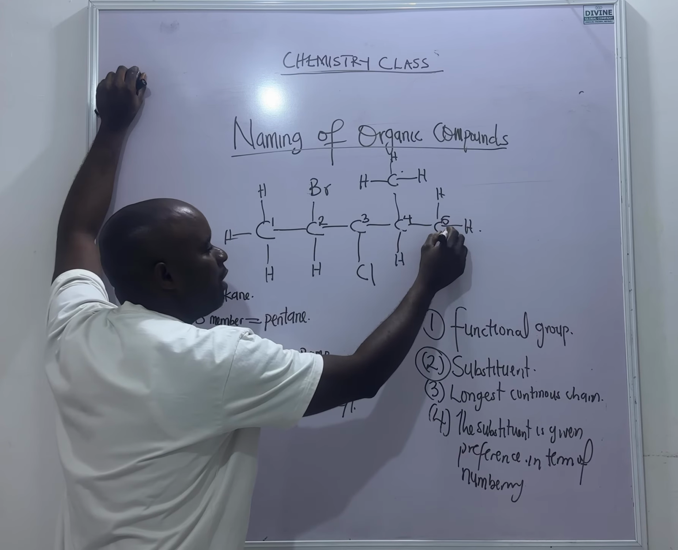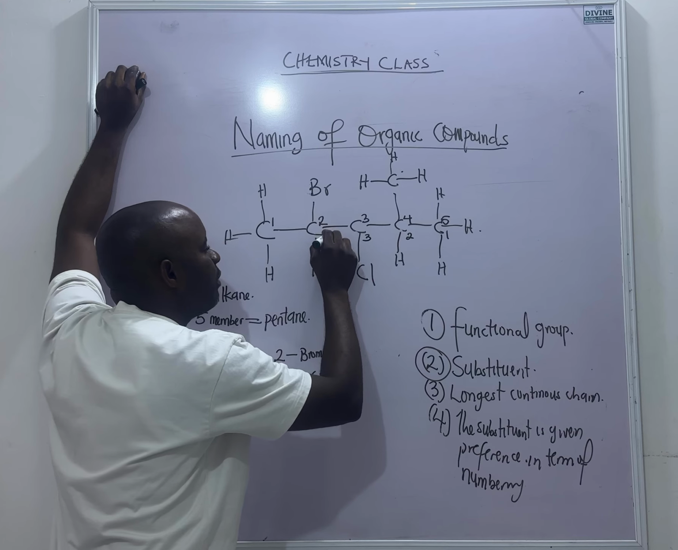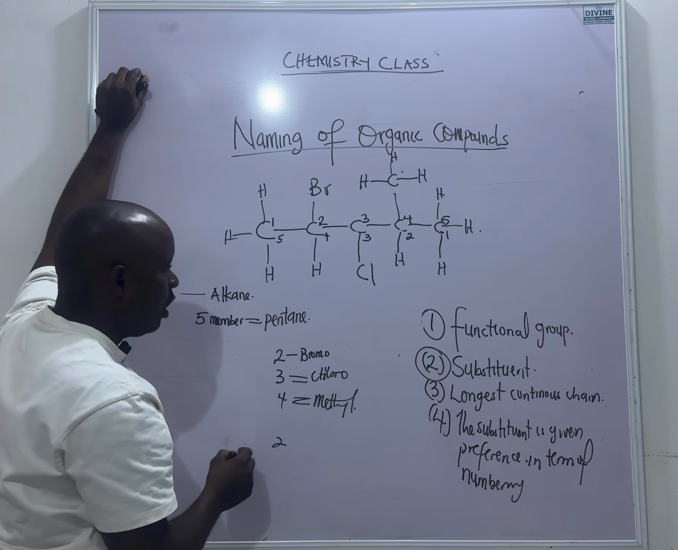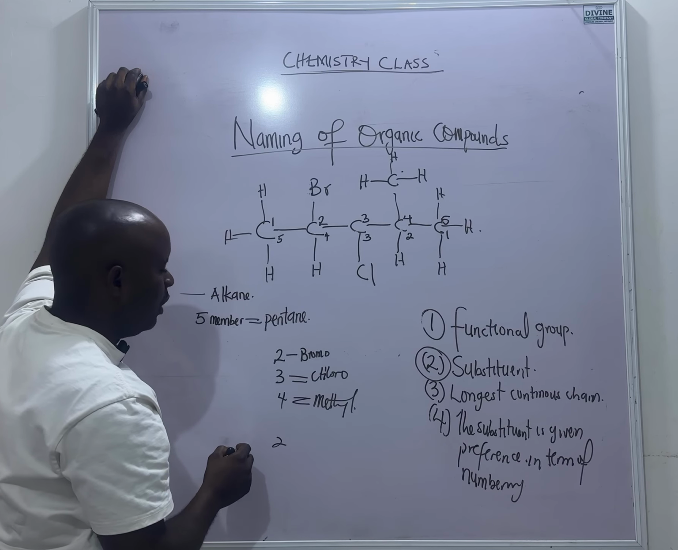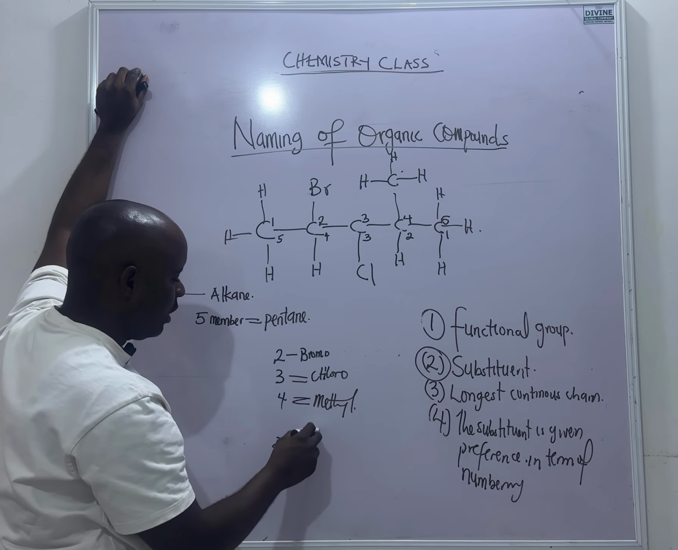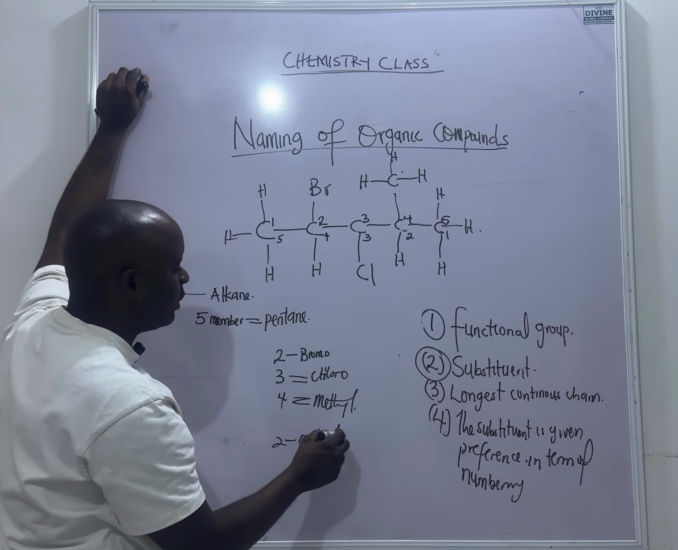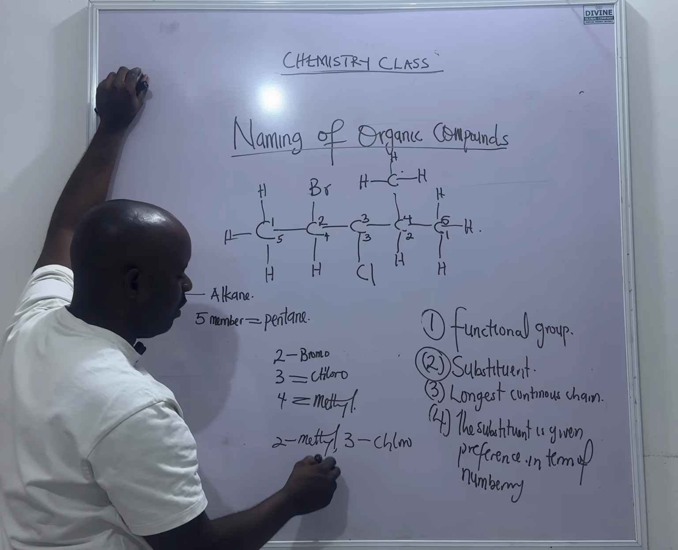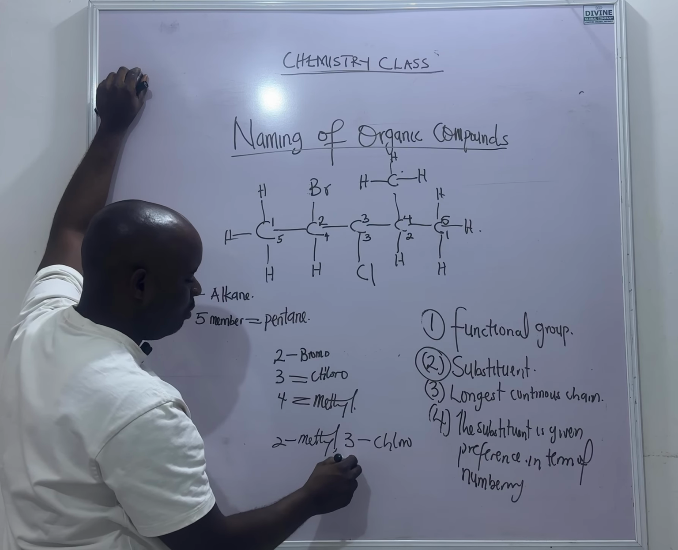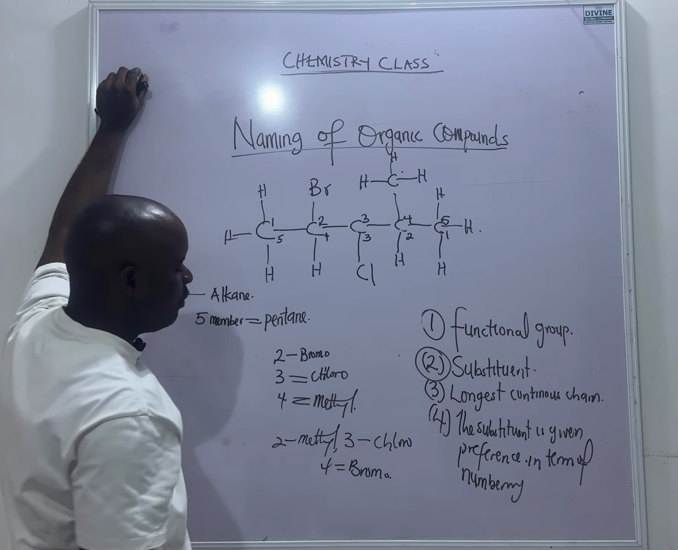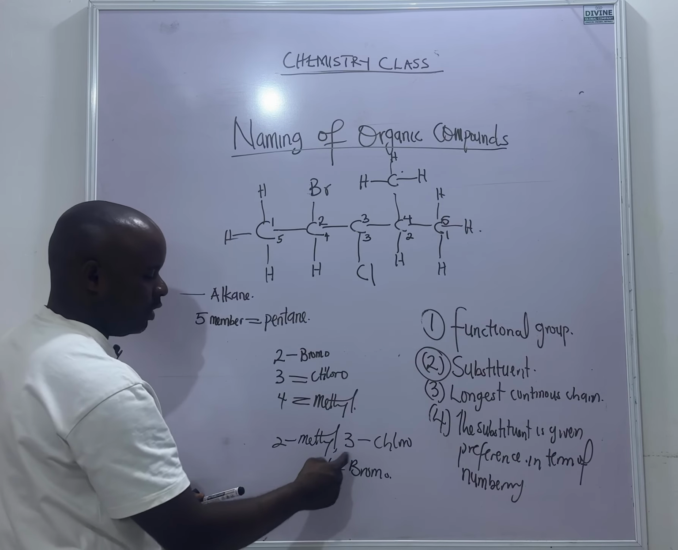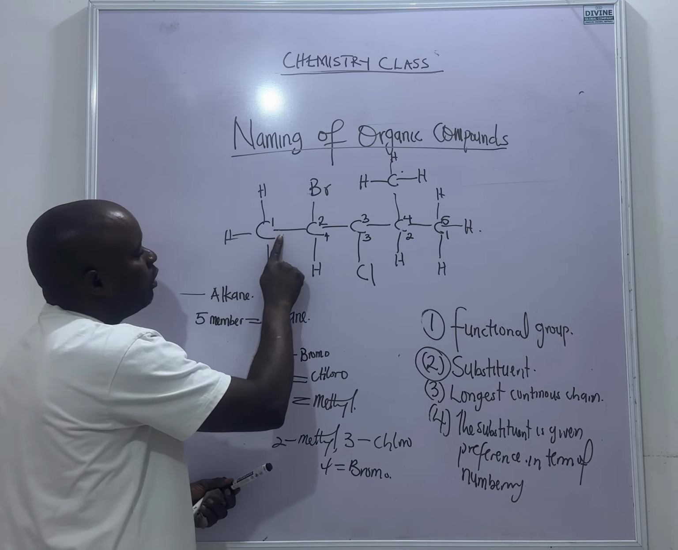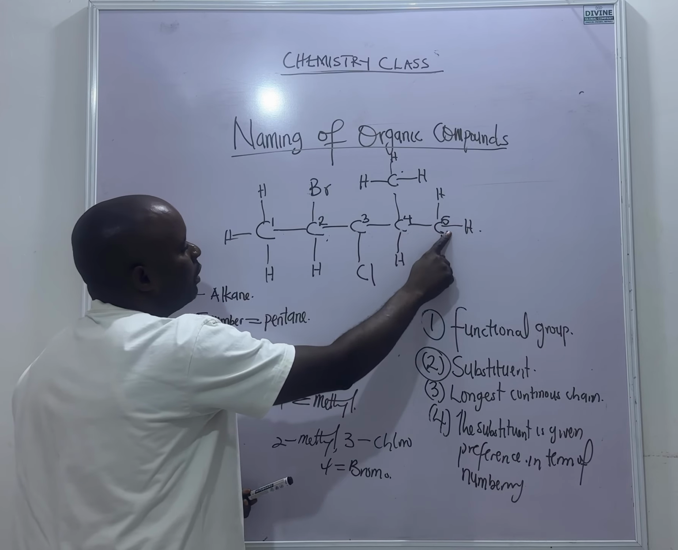Okay, let's number from the other end: 1, 2, 3, 4, 5. You can see now at carbon 2 we have methyl, at carbon 3 we have chloro, and at carbon 4 we have bromo. So for preference, since bromo comes first alphabetically, we give the bromo the lowest numbering. So we're going to take the numbering at the top.